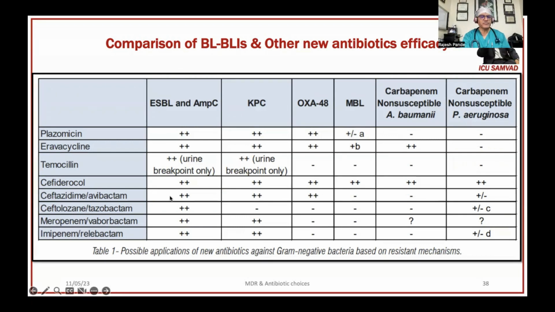Now, cefiderocol has action against ESBL, AmpC, KPC, OXA48, MBL, carbapenem non-susceptible Acinetobacter baumannii, and here also. So we will have to see how the drug fares here. But Tazobactam, Vaborbactam, Relebactam, none of these have action against OXA48. Avibactam has action. Cefiderocol has action. Plazomicin, eravacycline also have action here.